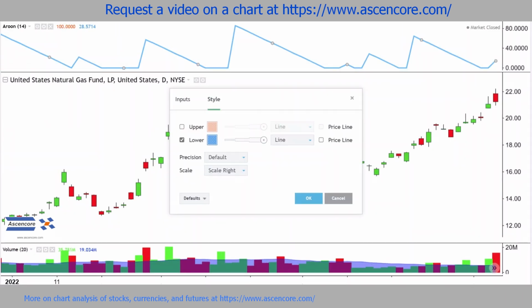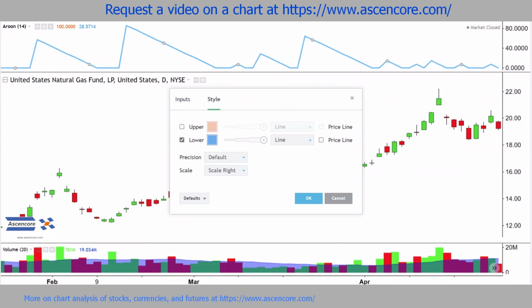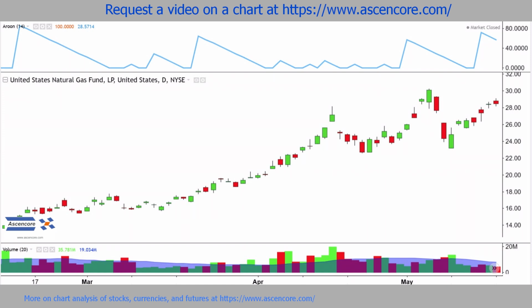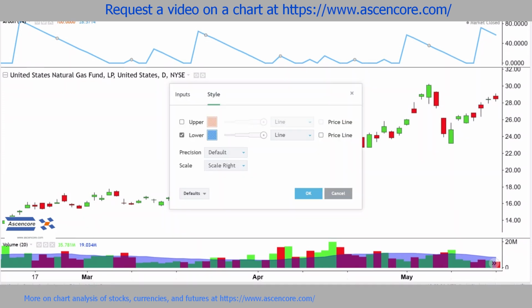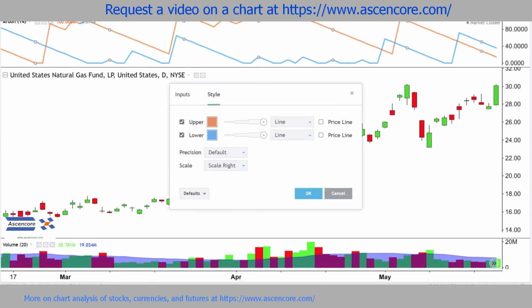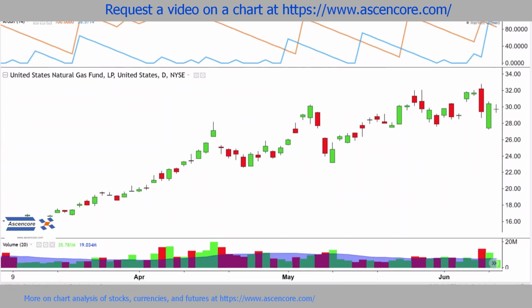The Aroon indicator is made up of two parts. Aroon lower, also called Aroon down, is often marked by default with a blue color. It summarizes the consistency of new lows within a given time period. For the bullish part, there's Aroon upper. By default, it's usually marked with an orange line to summarize the consistency of new highs within a given time period.